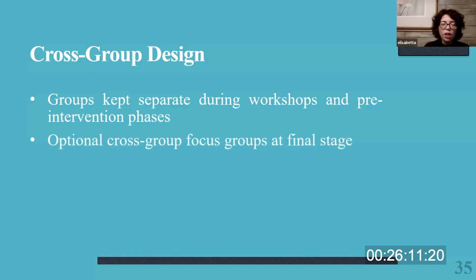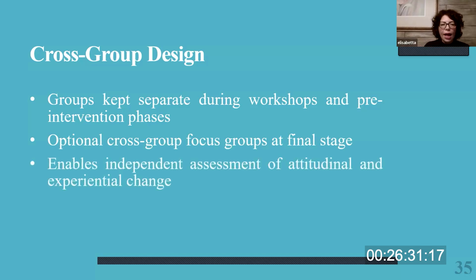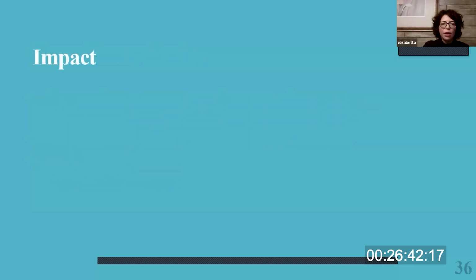But there will be an optional cross-group focus group at the final stage in order to have some open discussion about what autistic people think about this change, what neurotypical people also think about this attitudinal change workshop, and so on. And this could also enable independent assessment of attitudinal and experiential change. The impact.